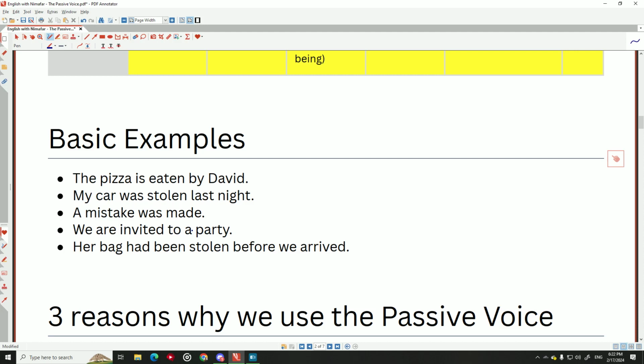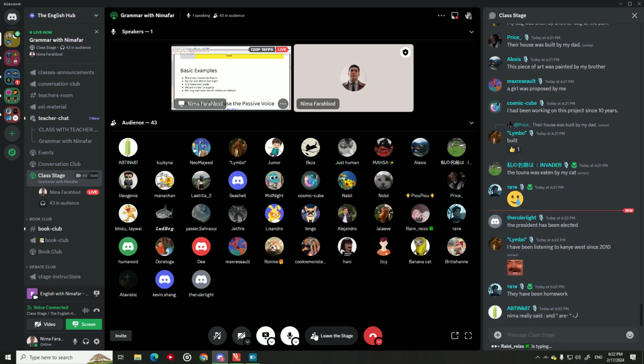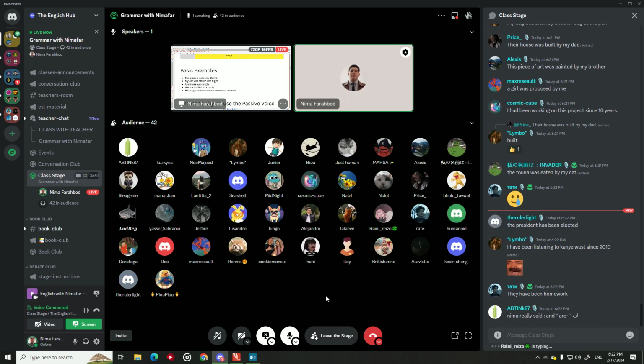But there's a question. Maybe you're asking yourself and wondering, okay, I have learned the structure, I also made an example, and I know the difference between active and passive, but why should I use this? Or when should I use this grammar topic? You know the structure, but you don't know when. So when should we use this?